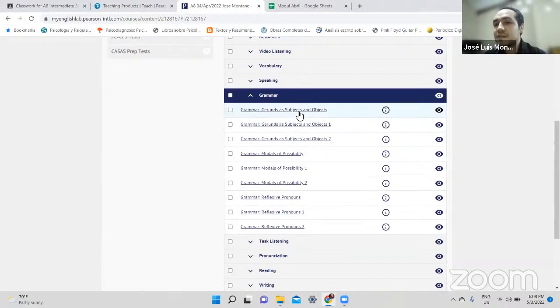right? Gerunds as subjects and objects. You know that gerunds can be subjects. Dancing is my passion. Singing is what I love.